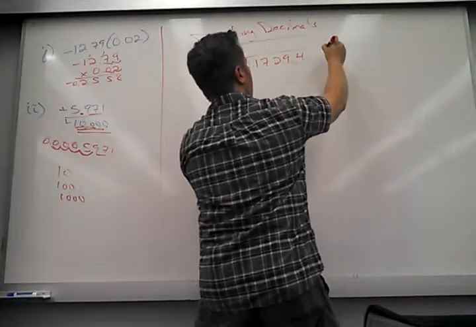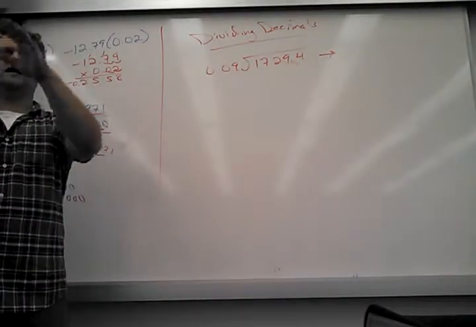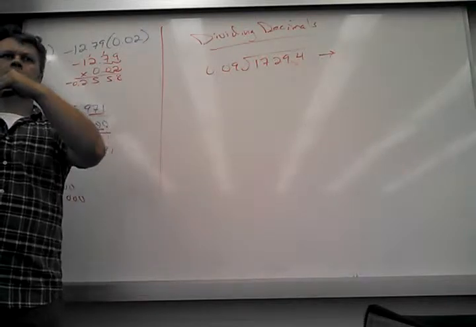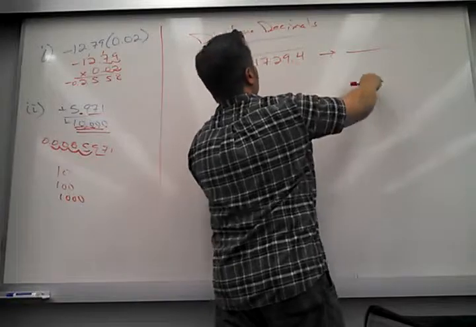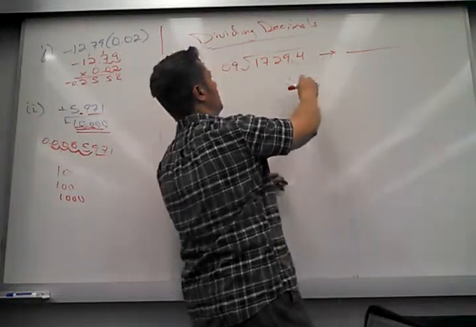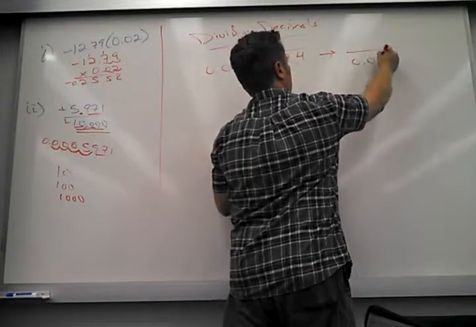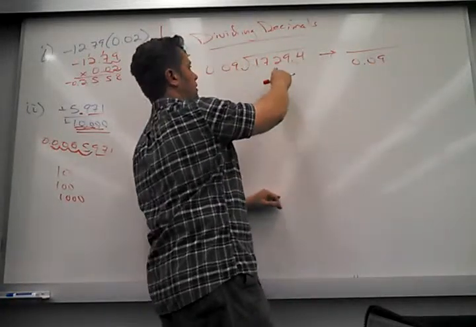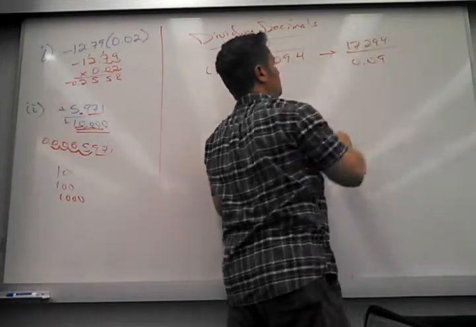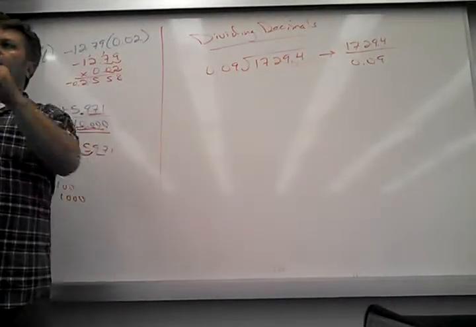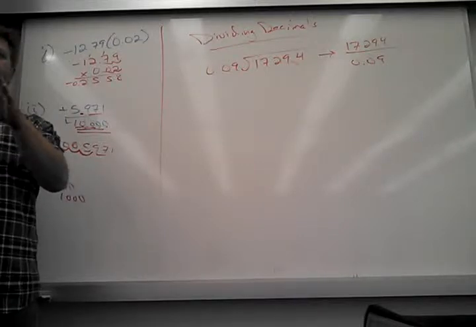What does this thing look like as a ratio? Don't make a big deal out of this. What am I dividing what by what? What's on the top? Careful. 179. What am I dividing by? 0.09. Dividing by 0.09. And what am I dividing into? Okay. How can I make the bottom a whole number? Right now it's a decimal.